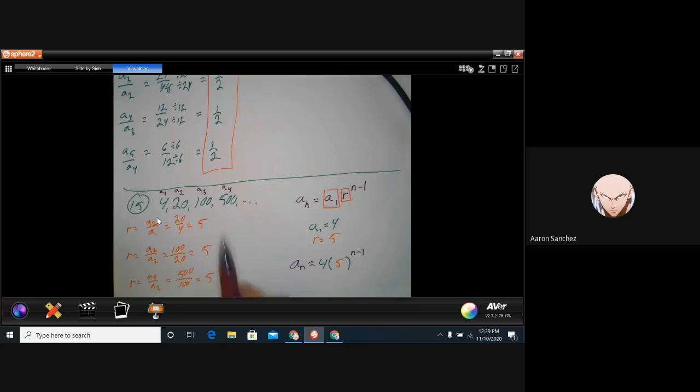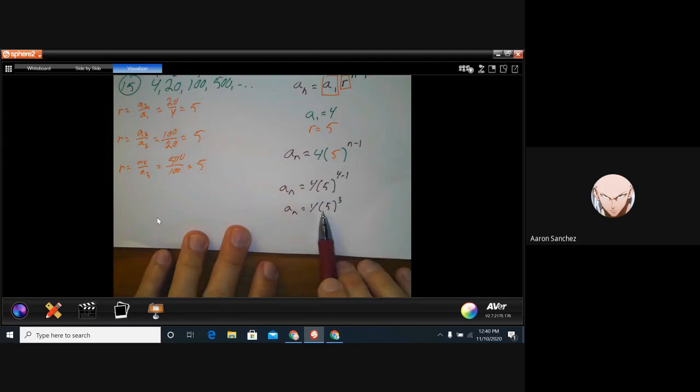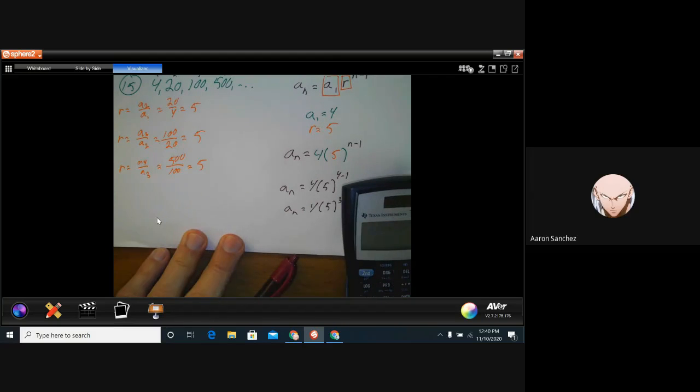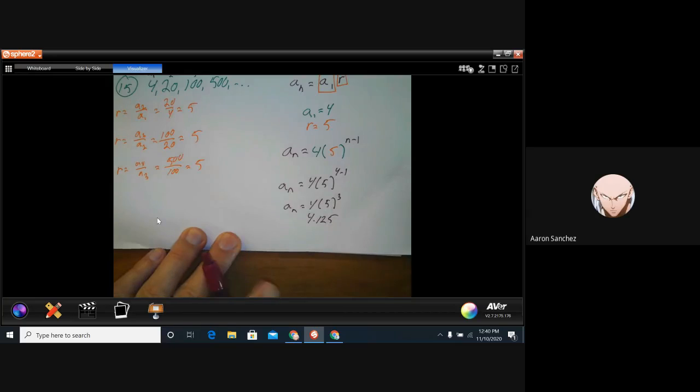And we can check it. Let's plug in 4 to see if it works. I should get 500, right? So let's say a to the n equals 4 times 5 to the 4 minus 1. A to the n equals 4 times 5 to the 3rd. Now make sure you do the exponent before you multiply. 5 to the 3rd is 125. So it's 4 times 125. Should get 500. And you get 500. So I just checked it.